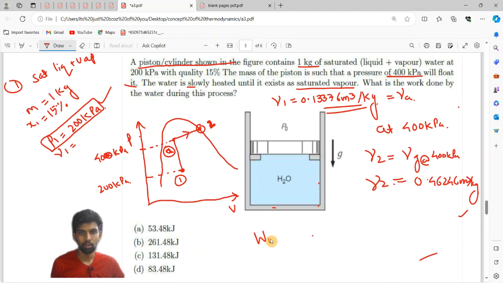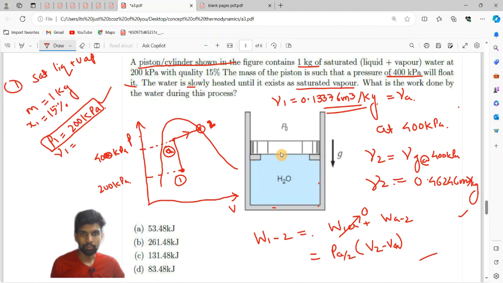So work done from state 1 to 2 is nothing but 1 to A plus A to 2. This is 0. I will explain why it is 0. And from A to 2 it is nothing but pressure at state A, or pressure at state 2, times V2 minus VA. Pressure at state A or state 2 is equal because it is a constant pressure process, because after this the piston will float freely. No other resistance other than atmospheric pressure is present here.